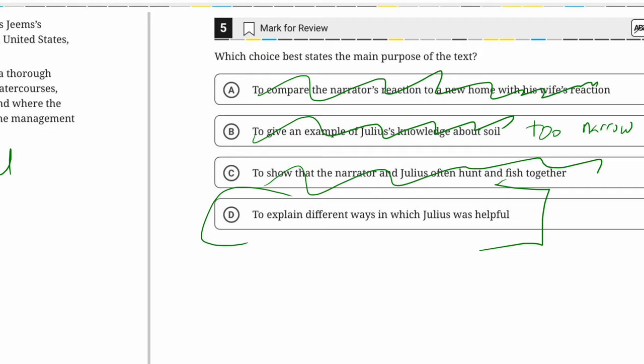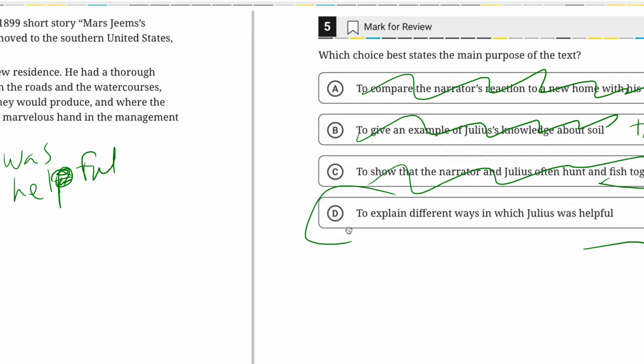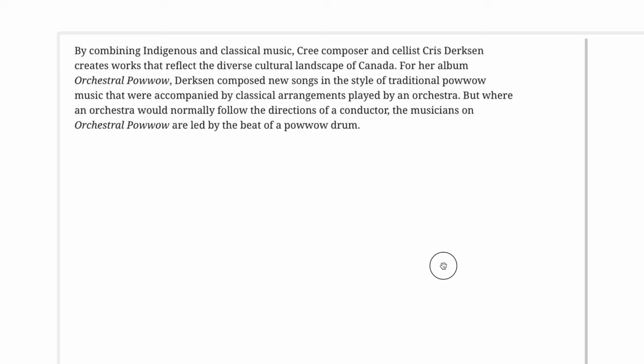You don't want to overthink it on these questions. Just read it and think, okay, what is this passage doing? What is it saying? And that should lead you to the right answer. You want to be confident in your ability to summarize it so that you don't get distracted or persuaded by an incorrect answer that is, again, maybe mentioning some detail that's only a passing detail.